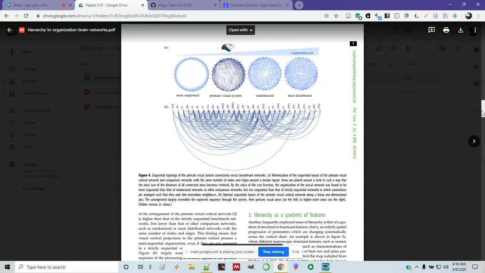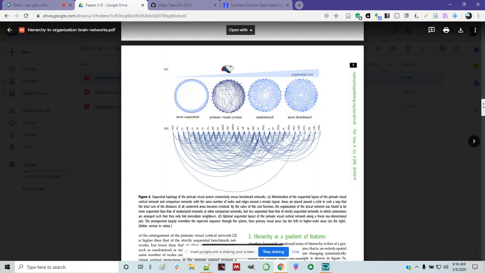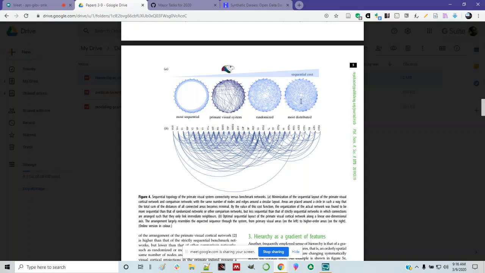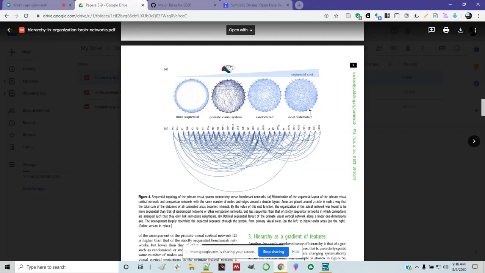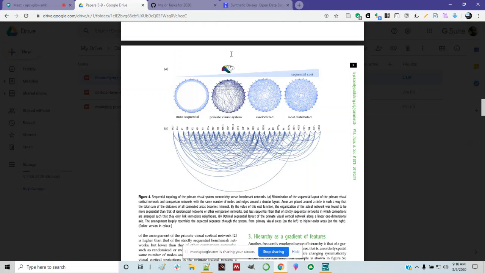Okay. So they actually do a little bit of experimentation here, where they look at the sequential topology of the primate visual system versus benchmark networks. They just look at the connectivity patterns within the primate visual system versus some other types of networks. And this is an interesting set of experiments that people will do to assess the structure of a network. So this is the primate visual system, and this is something they call a circular network.